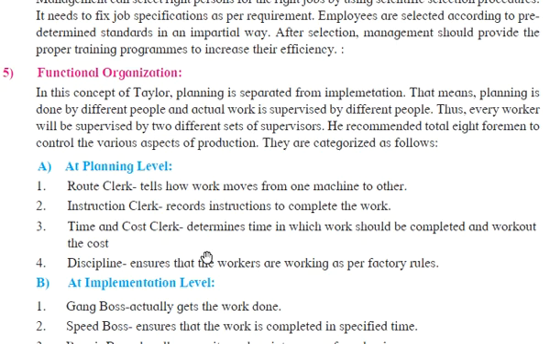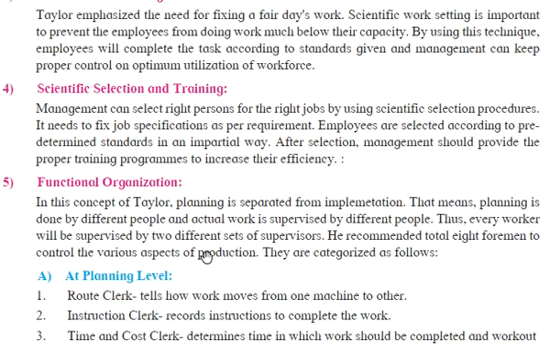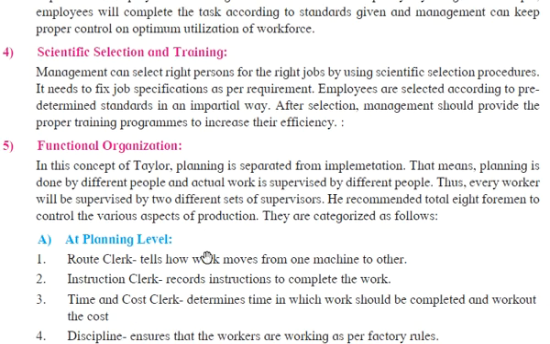And functional organization, that is, in this, scientific selection and training. Management can select the right person for the right job by using a scientific selection procedure. It needs to fix the job specification as per requirements. Employees are selected according to predetermined standards. After selection, management should provide proper training programs to increase their efficiency.